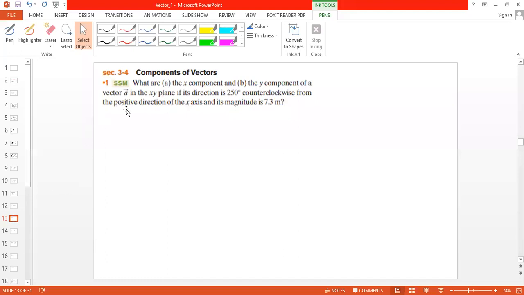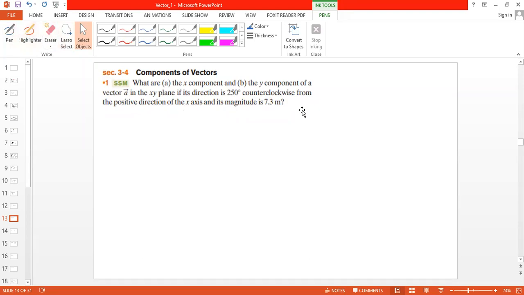Okay. So here is a math. Let's try a math. What are the x component and y component of a vector A in the xy plane if its direction is 250 degree counterclockwise from the positive direction of x-axis and has a magnitude of 7.3 meter? Can you do it, guys? What is the x component and y component of a vector A in the xy plane if the direction is 250 degree counterclockwise from the positive direction of x-axis?